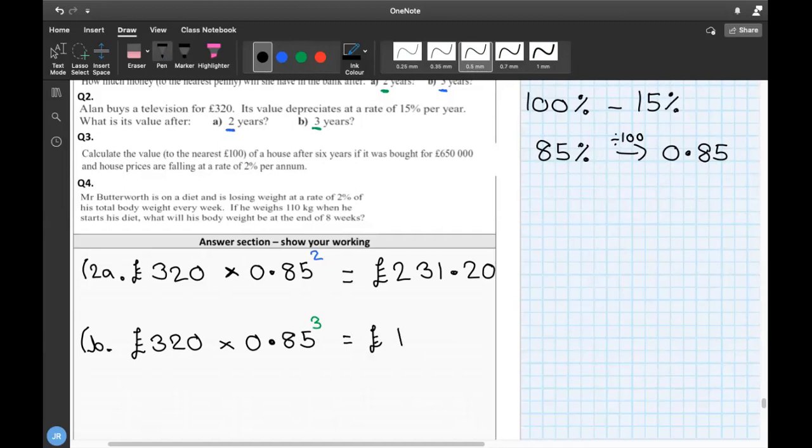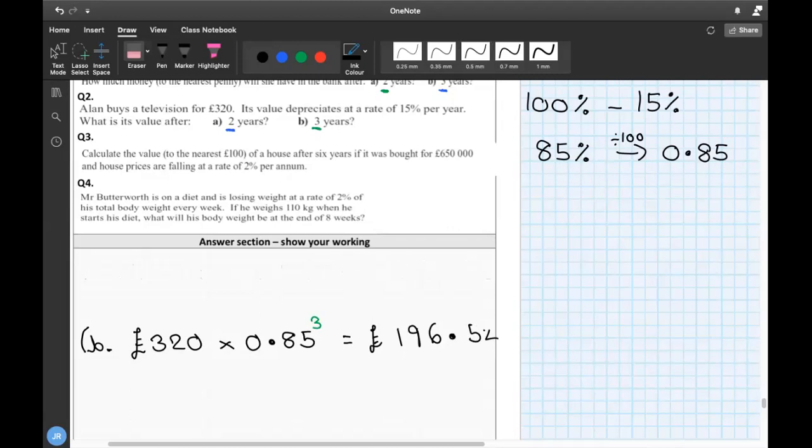And what we're going to get out is £196.52. It goes in exactly there, so we can leave it as it is. So that was question 2A, £231.20, 2B, £196.52. Okay, question 3.